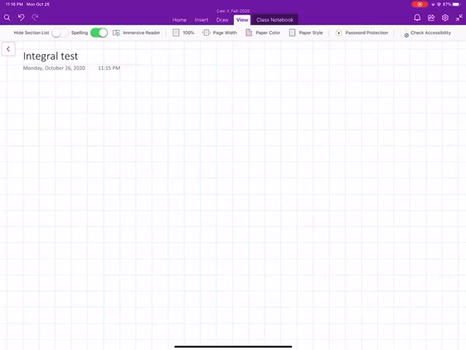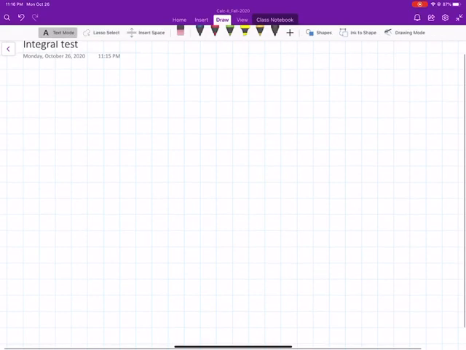Hello, today we are going to learn the integral test. In this section, we have one definition that explains what the integral test is. First of all, we learn the definition, and then we solve a few problems. Integral test. This is the definition that we're going to learn.